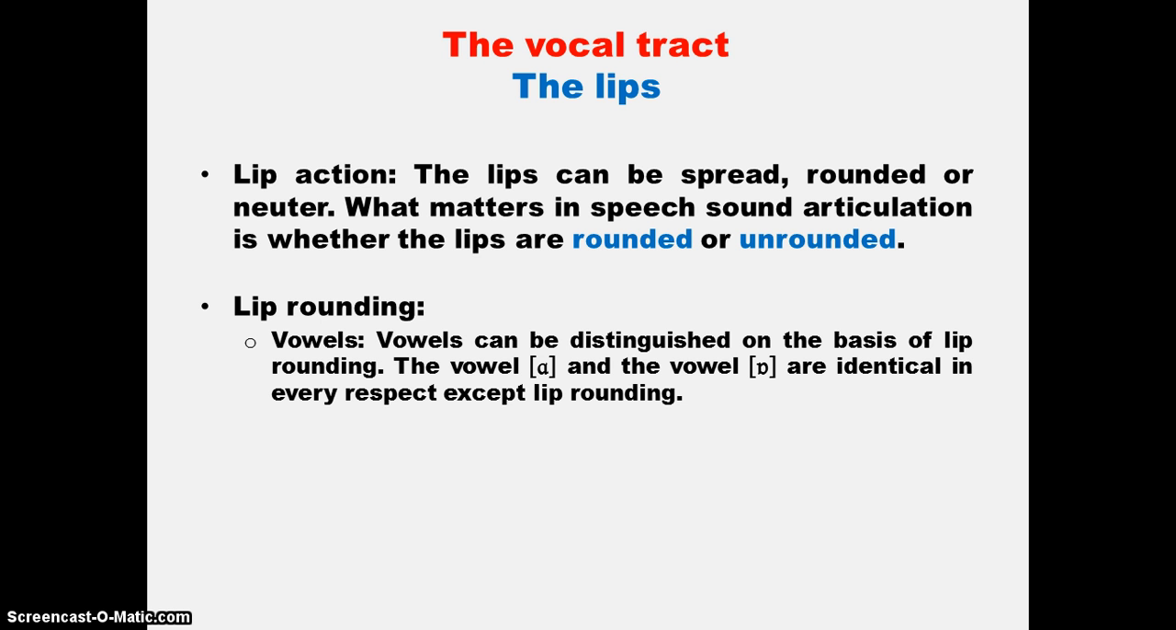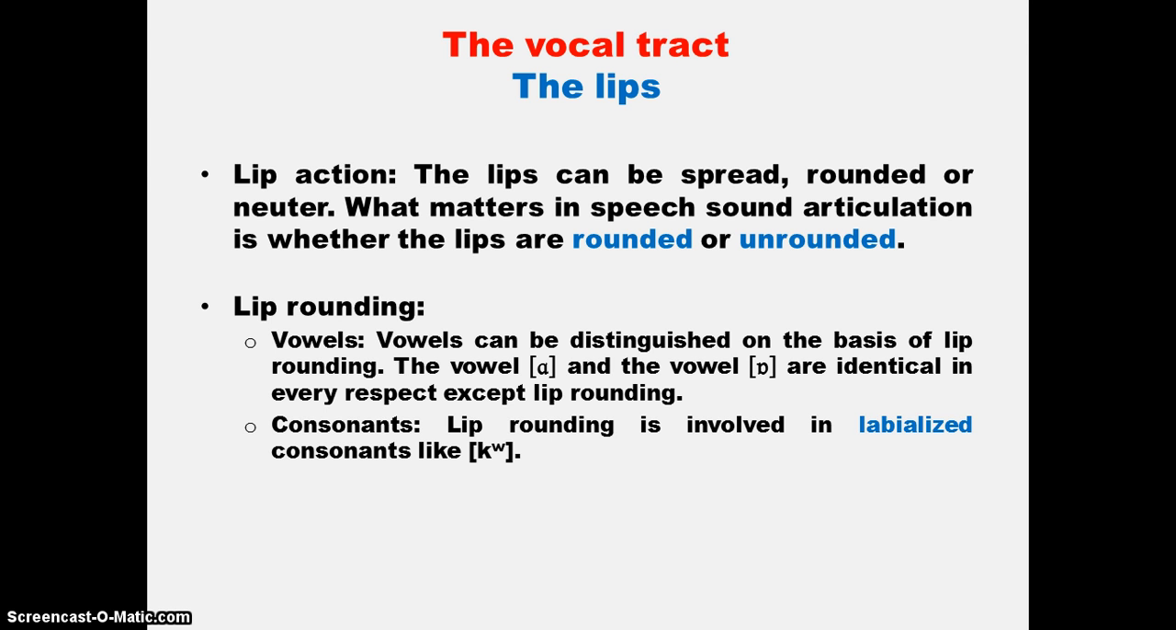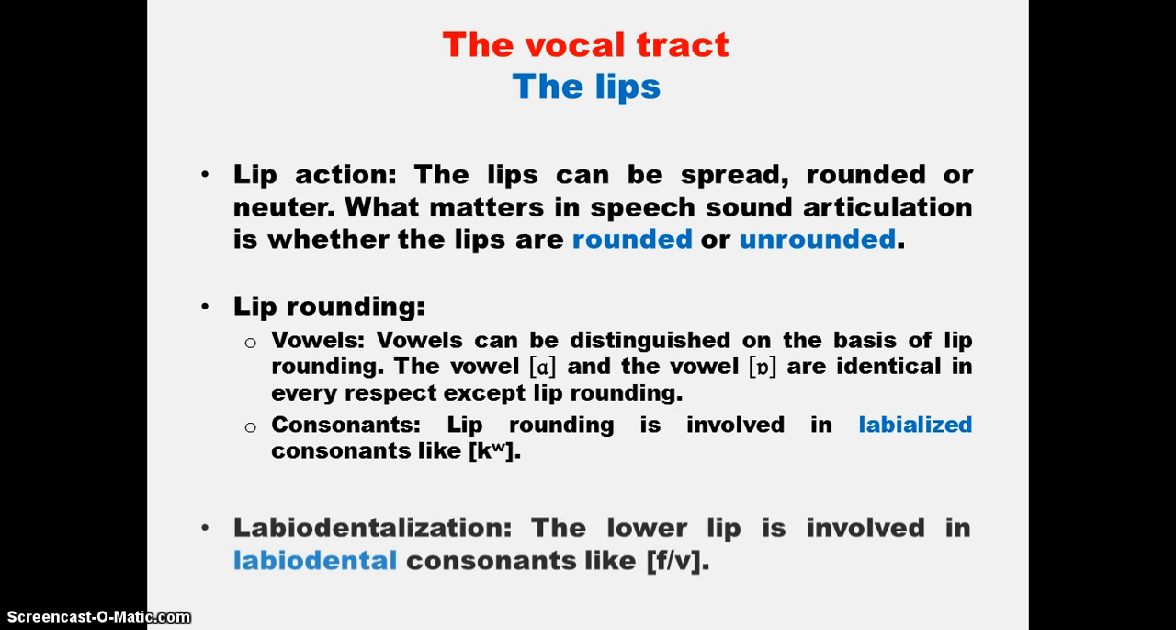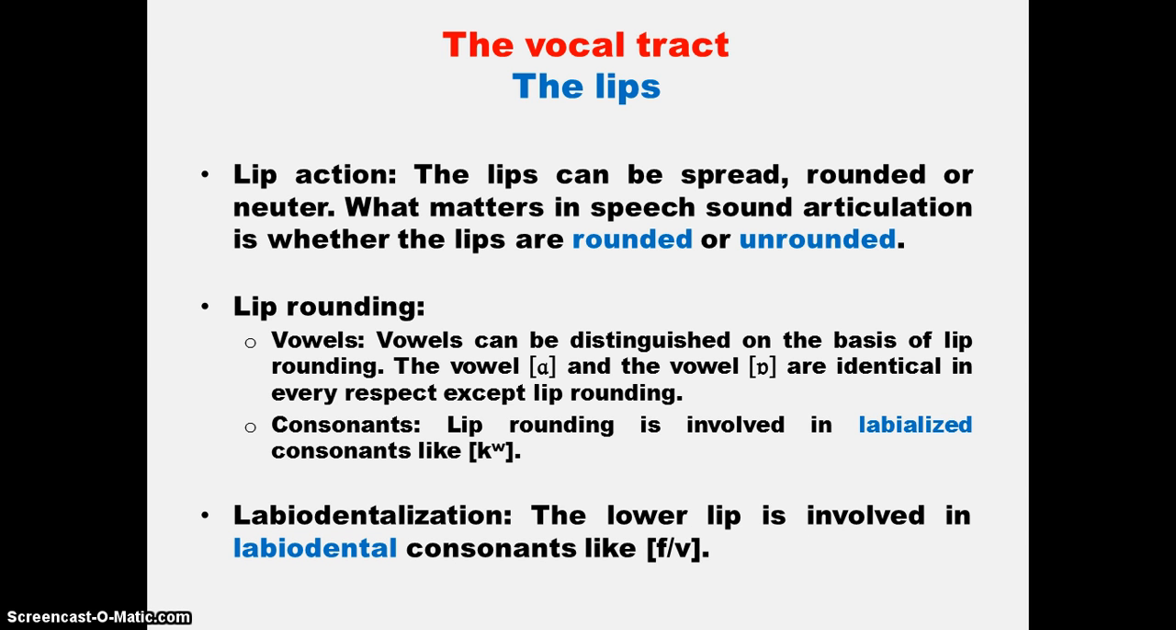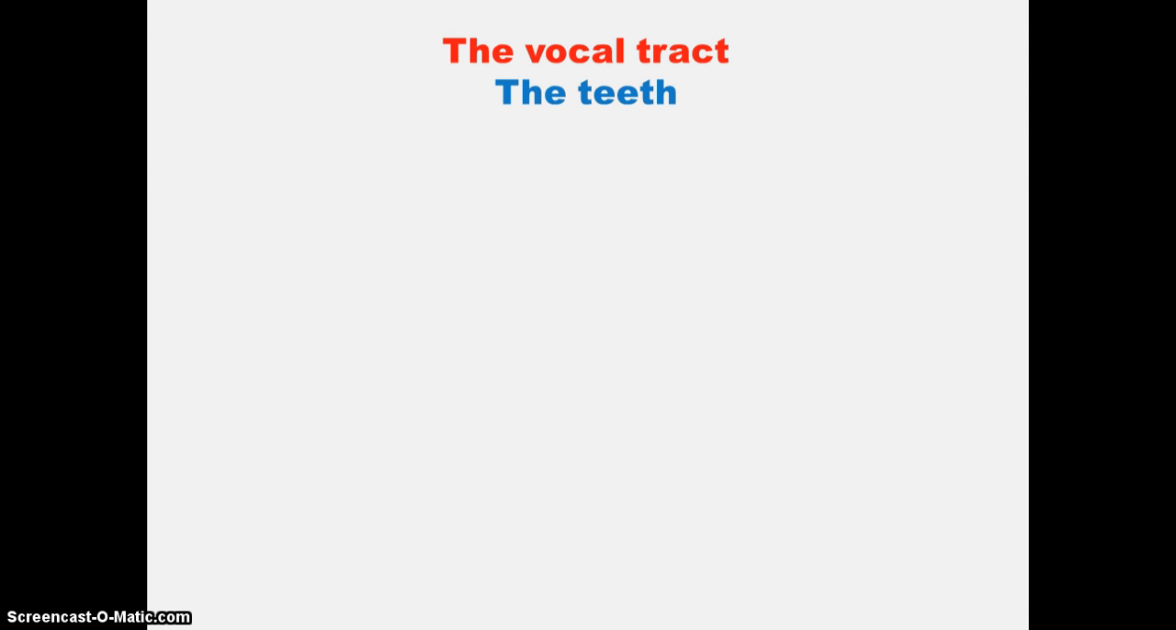With vowels, vowels can be distinguished on the basis of lip rounding. The vowel A and the vowel A are identical in every respect except lip rounding. In consonants, lip rounding is involved in labialized consonants like Q. There's also labiodentalization, in which the lower lip is involved in labiodental consonants like F or V.